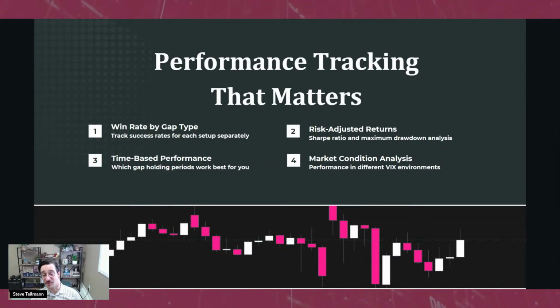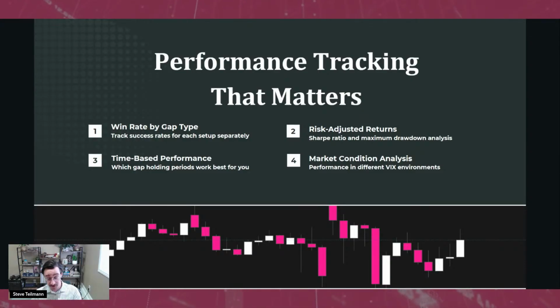So the last thing is just market condition analysis. Performance in different VIX environments is super key. You've got to adjust your trading style based on VIX regimes. Another column you can add in that Excel spreadsheet, if you're open to making one, is essentially what is VIX during this, where is VIX at during this setup?